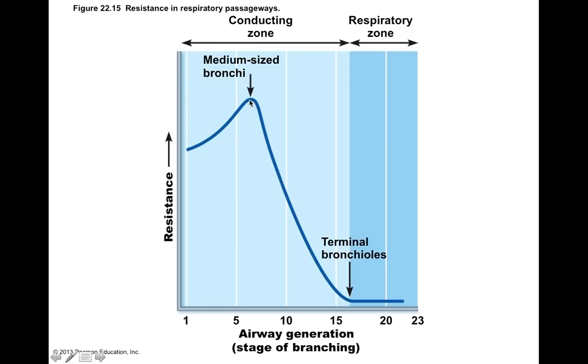Medium-sized bronchi have the highest resistance. But beyond that, do you guys notice that resistance just continually declines? So it goes down, down, down. Resistance is falling the more branches we have. And that makes sense because every time these branches branch out, you're getting more surface area or more airways. So your total cross-sectional area is increasing with every single branch. And if you think about that in terms of airway diameter, your resistance is actually decreasing because of all these branches, okay?